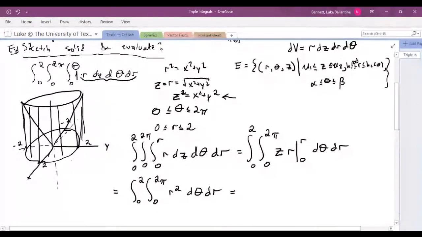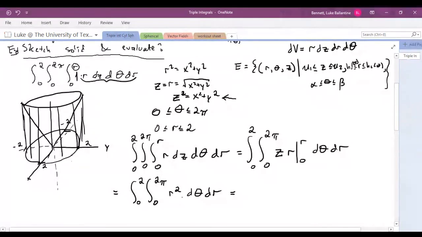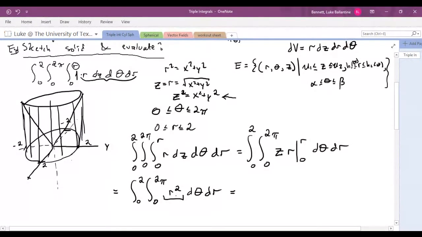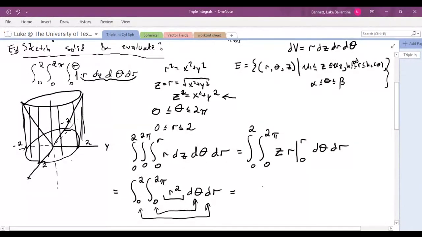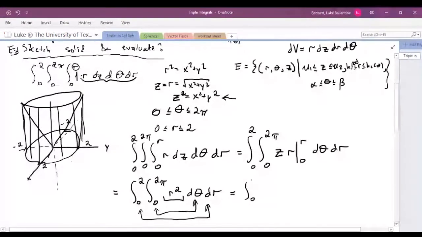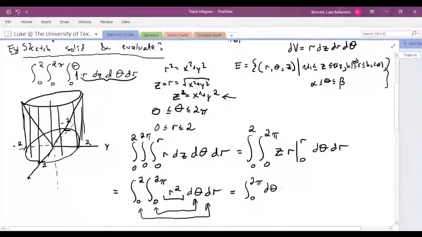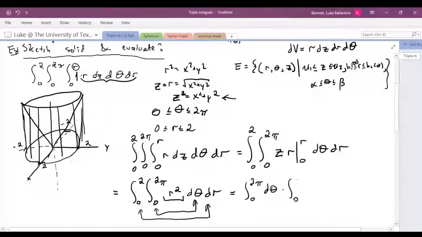Well, we have constant bounds, and the integrand is a function of r separately and theta separately, the function of theta being 1. So I can separate this integral into two different integrals and multiply them. We have the integral from 0 to 2 pi d theta times the integral from 0 to 2 r squared dr.